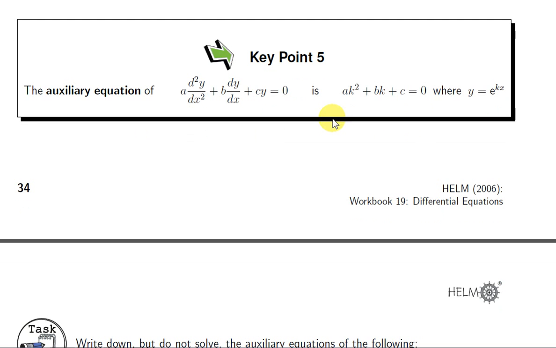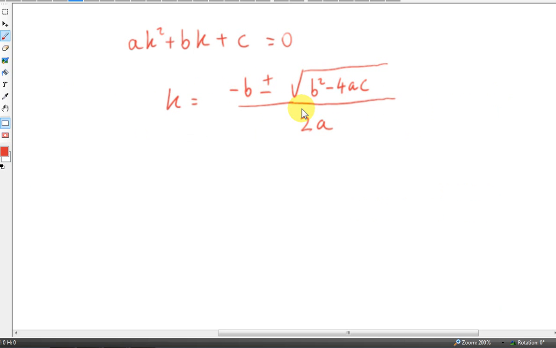Of course, we know that when we solve a quadratic equation, the nature of the roots depends on the coefficients a, b and c. So here's the formula for getting the roots of a quadratic equation. So we're really interested in the value of this expression here. This is called a discriminant. It discriminates between the types of numbers that k can be.